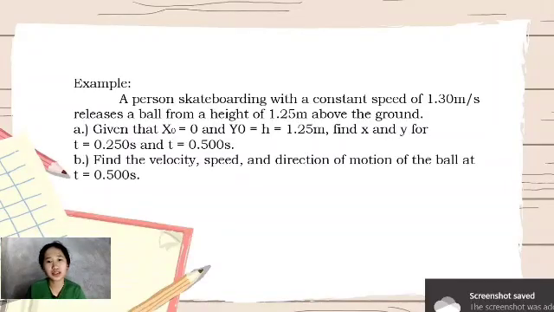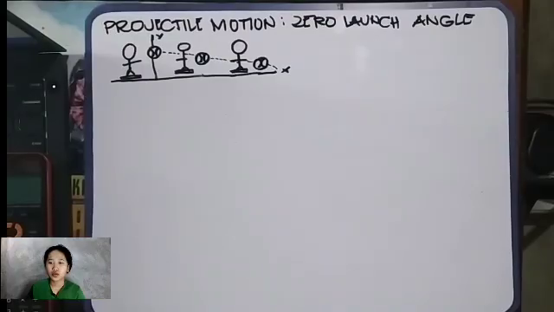Projectile motion to zero launch angle. So, ang example natin is a person skateboarding with a constant speed of 1.30 meters per second releases a ball from a height of 1.25 above the ground. Ang unang tanong is given that x sub 0 is equals to 0, then y sub 0 is equals to height is equals to 1.25 meter. Find x and y for time is equals to 0.250 and time is equals to 0.5 seconds. So, dalawa yung hahanapin natin.